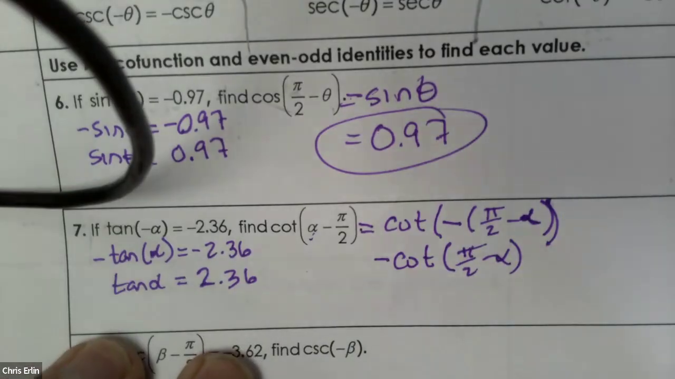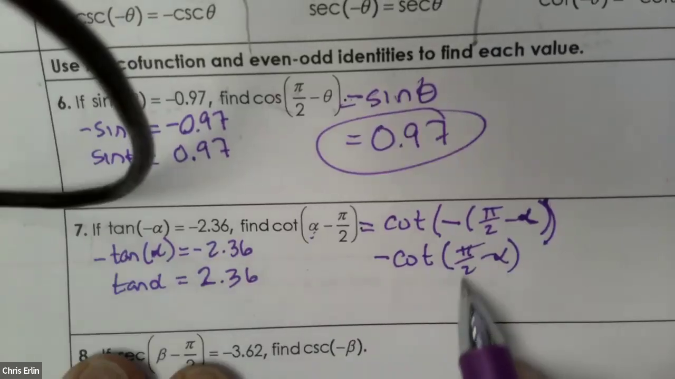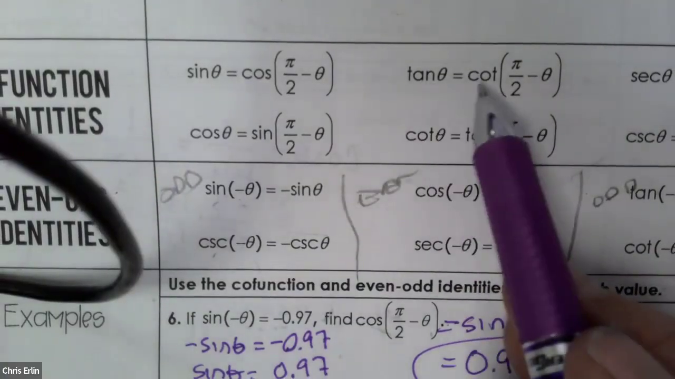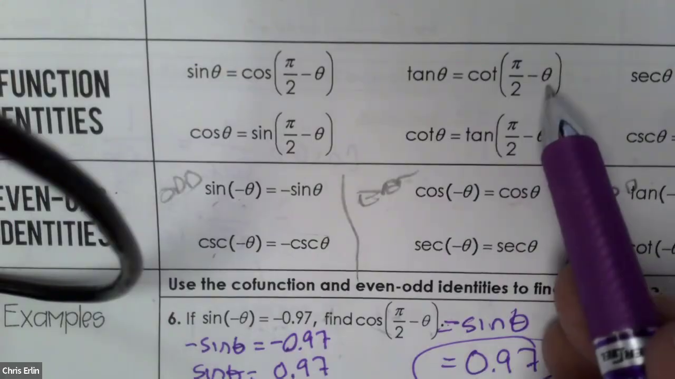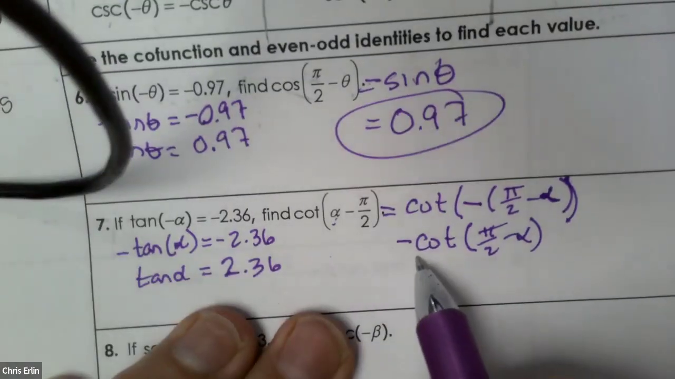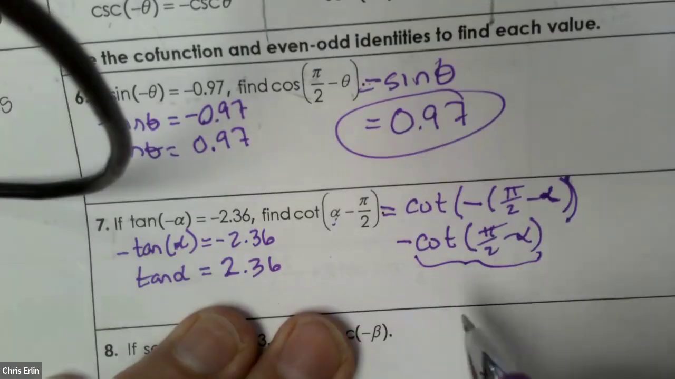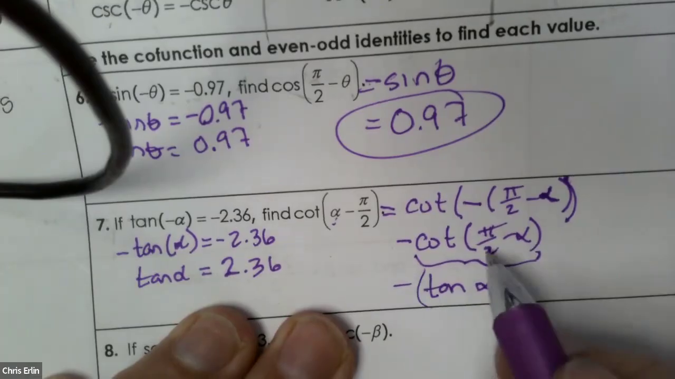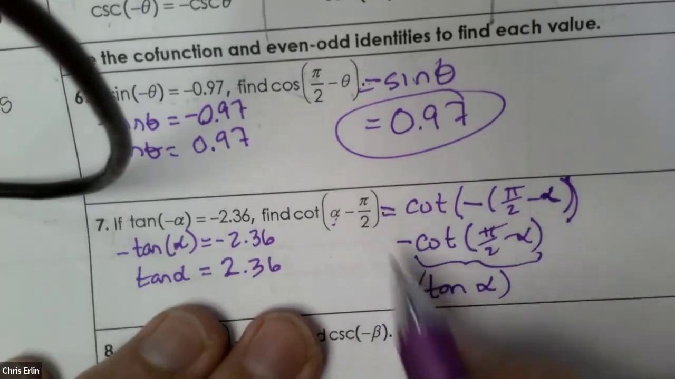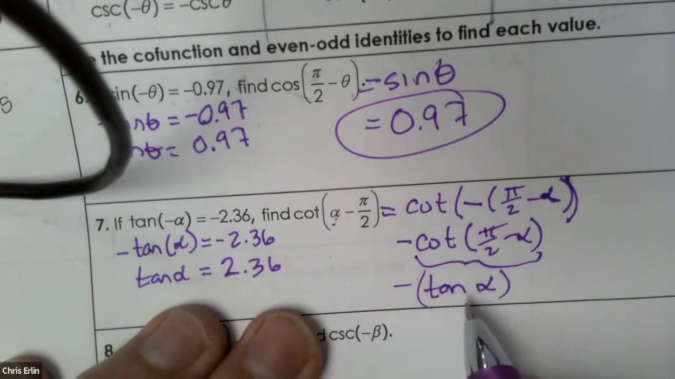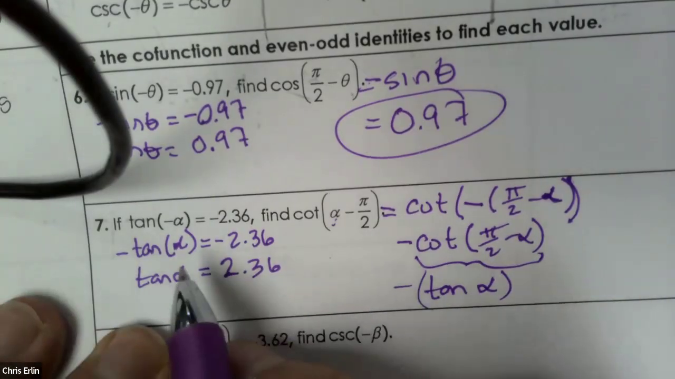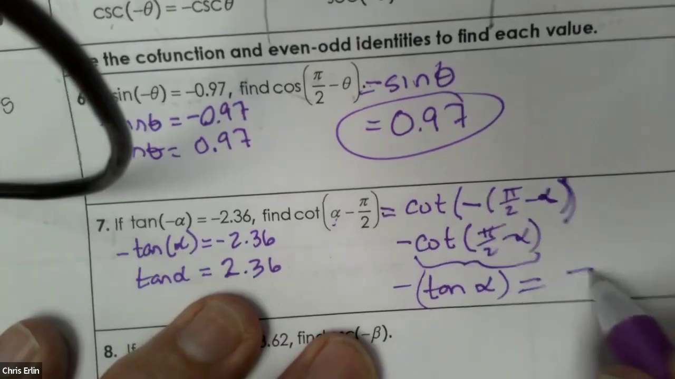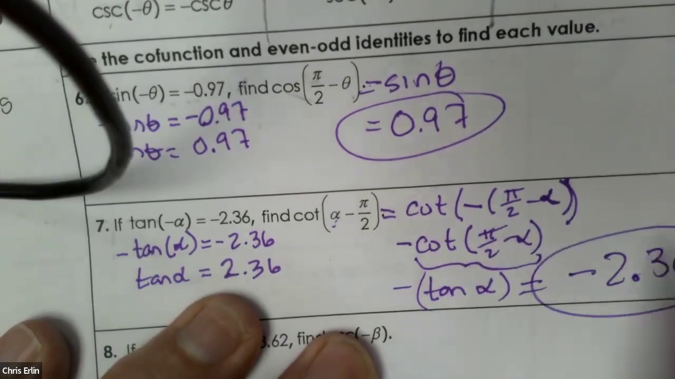Well, what's the relationship between tangent and cotangent of pi over 2 minus alpha? Tangent is equal to cotangent of pi over 2 minus alpha. So if I take this part, forget about the negative for a second, and replace it with tangent of alpha, because of our cofunction identities, this piece is equivalent to negative tan of alpha. We said here that negative tan of alpha is negative 2.36. So this is equal to negative 2.36.